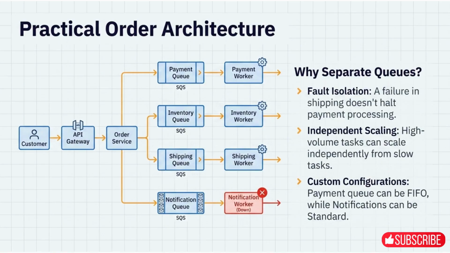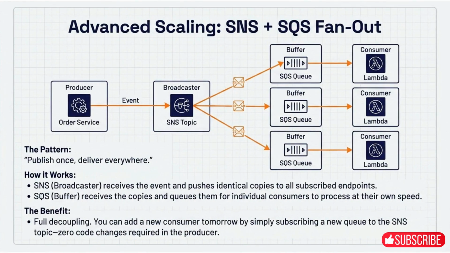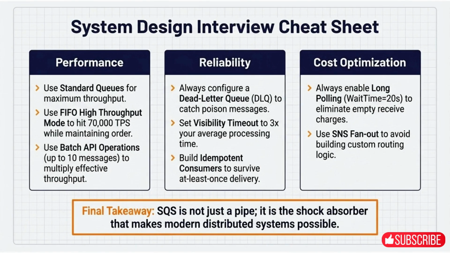We may use FIFO for payment events when order and deduplication matter, while notifications can use a standard queue for higher scale. In production, publish the order state safely, often with a transactional outbox, and add encryption, least privilege IAM, alarms, DLQs, and idempotent consumers. Advanced scaling often involves an SNS and SQS fan-out pattern. By publishing an event once to an SNS topic, you can deliver identical copies to multiple SQS queues, achieving full decoupling and easy extensibility. Let us close with the design checklist.